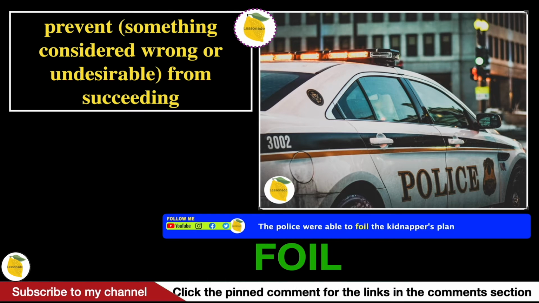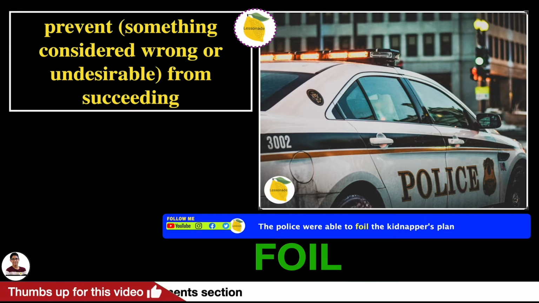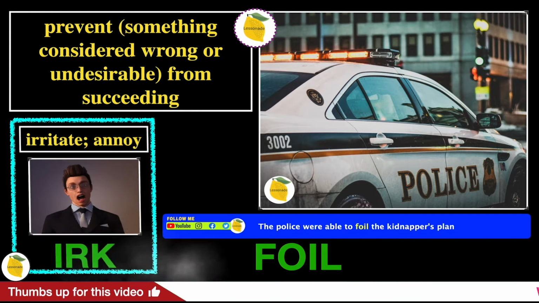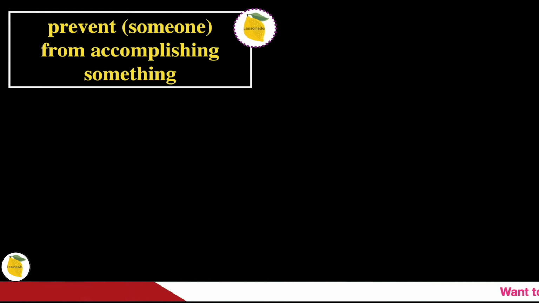So once again, before we go on to the next one, let's try to recall the previous slide, and the word we learned in the previous slide is irk. Let's go on to the next one.